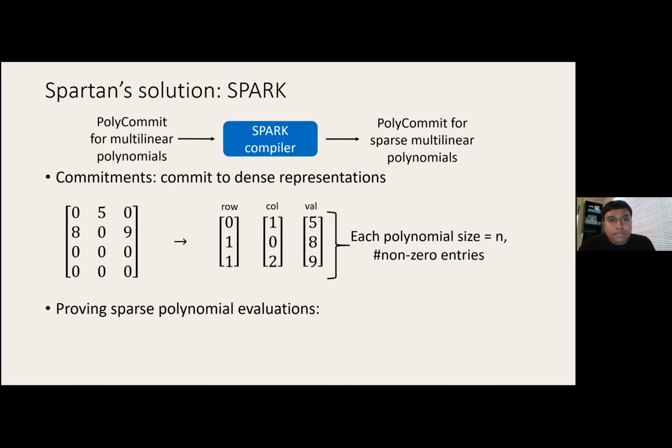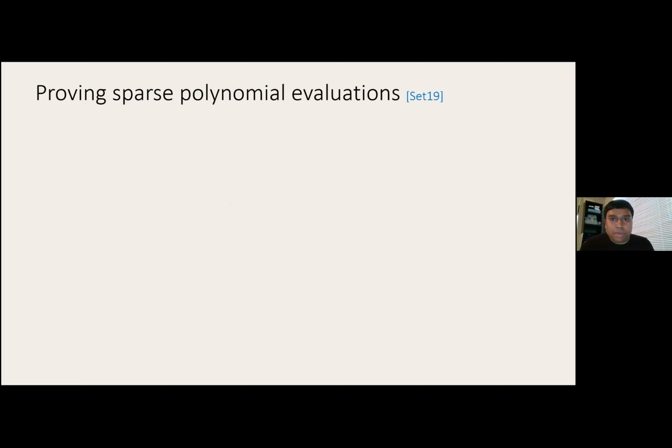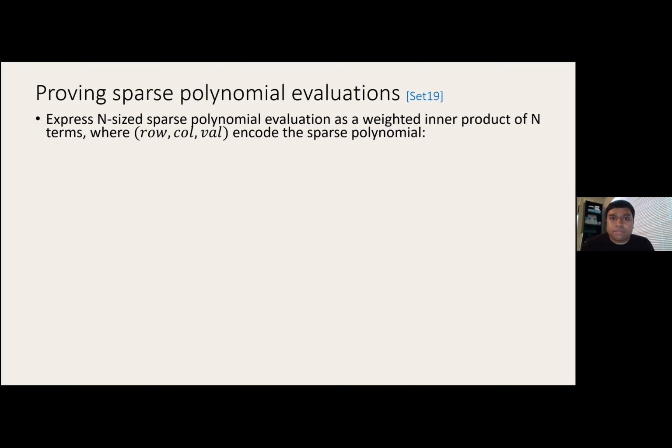And then the second part of Spark is how to prove these sparse polynomial evaluations. There are two aspects here. One is we devise an efficient polynomial IOP for proving sparse polynomial evaluations. And then we compile it to a SNARK using polynomial commitments. To go into a little more detail on how we prove sparse polynomial evaluations, at a very high level, we express n-size sparse polynomial evaluations as a weighted inner product using these three dense multilinear polynomials, row, col, val. And it's given by this equation.